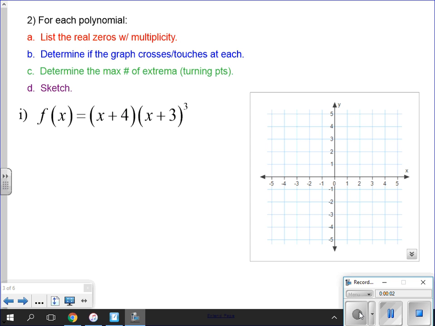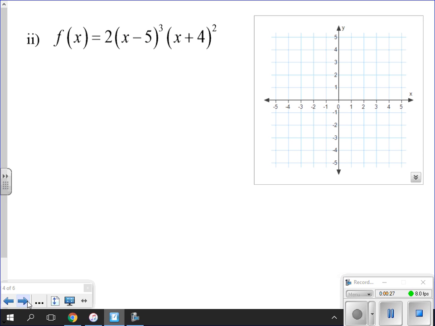So this is where we left off. We actually did this page yesterday, but I just want to go back because the next couple have the same instructions. Find the zeros and their multiplicity. Determine if the graph crosses or touches at each. Determine the maximum number of extrema, and sketch. So that's what we're doing on these. We did this one yesterday, so we're going to go on to this one.